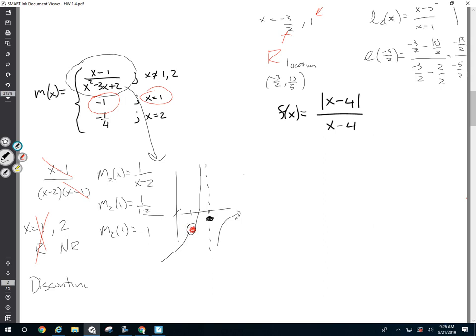Discontinuity only at x equals 2, and it's a non-removable infinite.